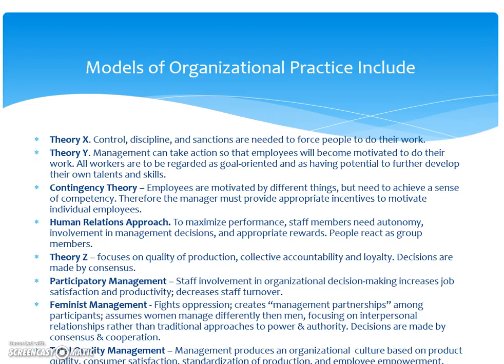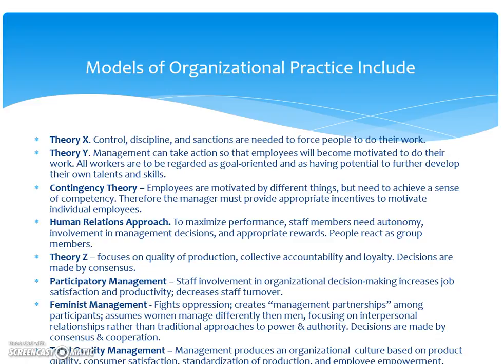And I'm not going to spend a lot of time on all these, but these are different models of organizational practice. They include what we call Theory X, which is control, discipline, and sanctions. Theory Y, which is management that can take action so that employees will become motivated to do their work. There's the contingency theory, in which employees are motivated by different things, but need to achieve a sense of competency. Human relations approach to maximize performance: staff members need autonomy, involvement in management decisions, and appropriate rewards. Theory Z, which focuses on the quality of production, collective accountability, and loyalty.